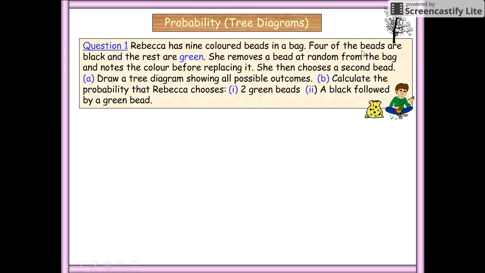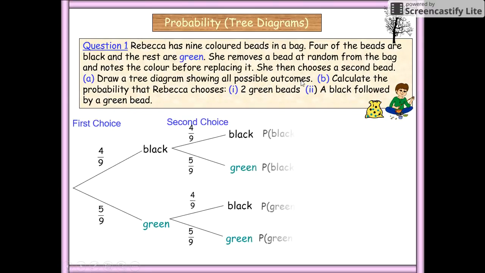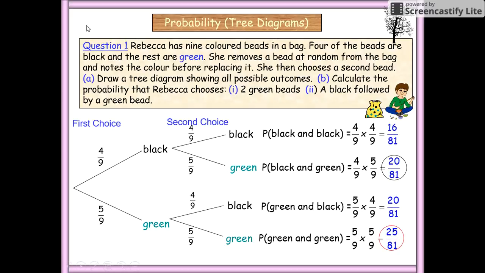She removes a bead at random from the bag and notes the colour and then replaces it. She chooses a second bead, so we know it's going to have 2. The first question says, draw a tree diagram showing all the possible outcomes. Right, here we go. And it's done. I wish it was that easy.